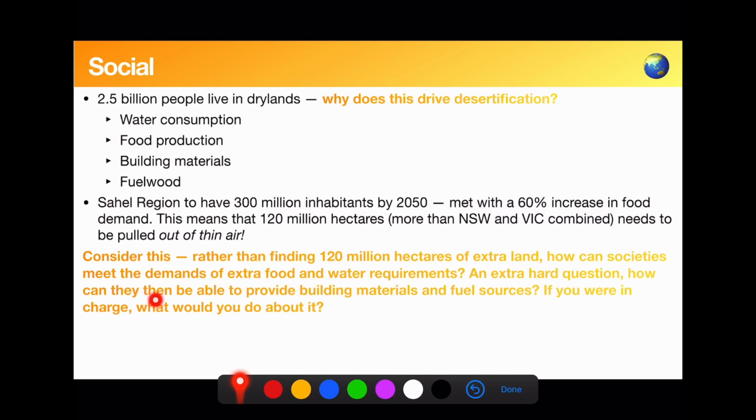How can they then provide building materials and fuel sources? So, okay, easy. How do we fix all of this? That's a little bit hard. If you were in charge, what would you do about it? I'm looking for about a paragraph there.